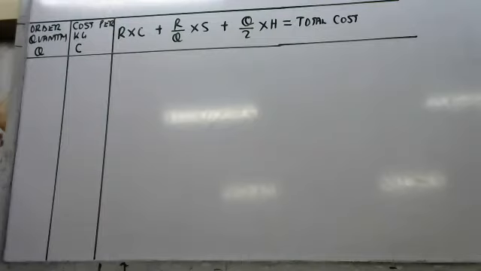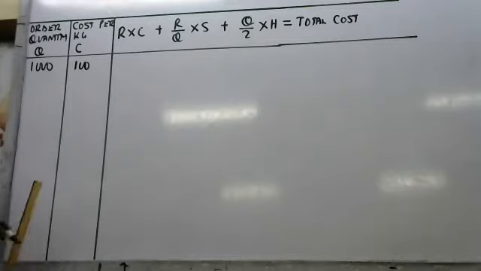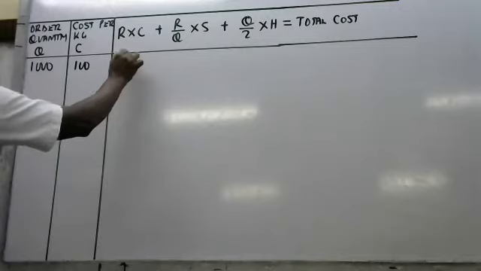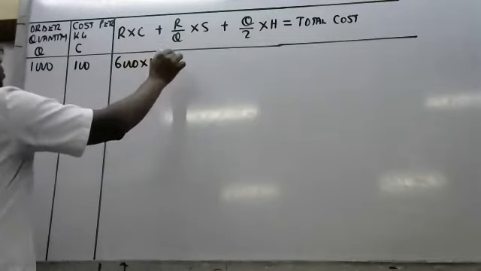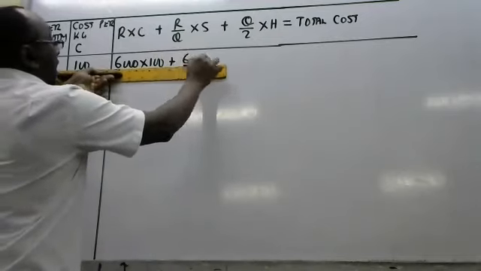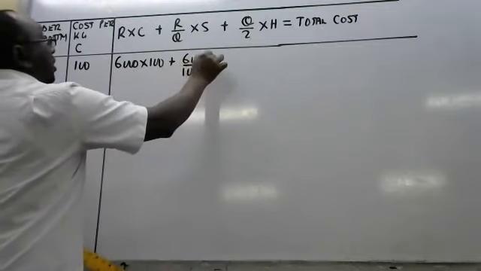Okay, good. So we start with the first one, 1,000. At 1,000, the price is 100. So our R, we know it is 6,000. So 6,000 times C, 100, plus 6,000. You divide by Q. Q is 1,000.